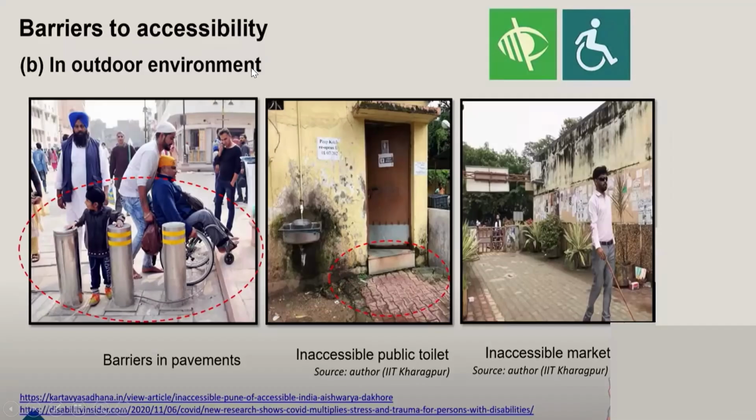Then barriers to the indoor environment. See, I already discussed the level differences. Barrier in pavement: the curb height is not meeting the roadside, so a person requires help to get from road level to footpath level. Then, against the boulevard, there is no accessibility for persons to enter through these boulevards, because of the low space in between the boulevards. Inaccessible public toilets, inaccessible market.